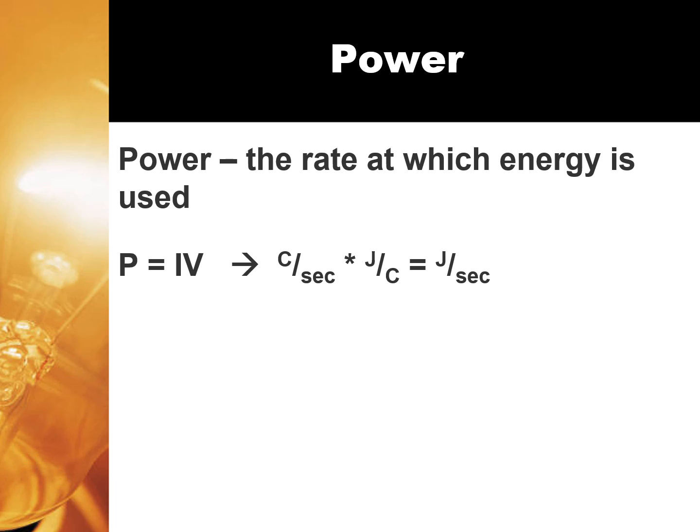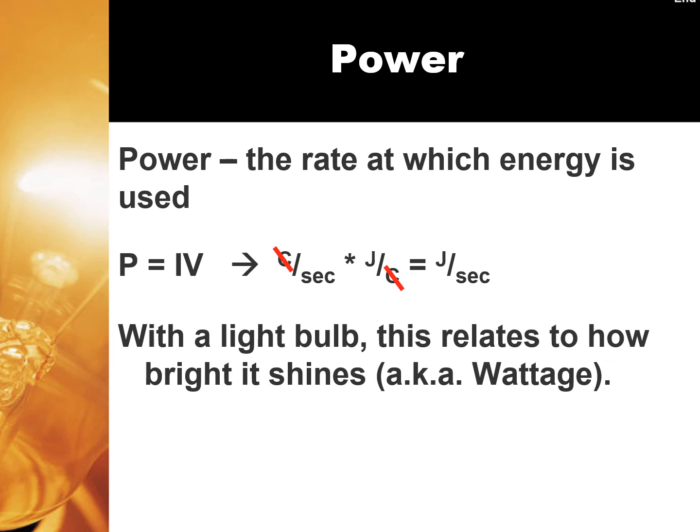Alright, power is going to be the rate at which energy is used. Now we've talked about power before. Power in a resistor or a battery is going to be equal to the current through that object times the voltage either used or supplied by that object. So power is equal to current times voltage. Current is coulombs per second. Voltage is joules per coulomb. And you can see that the coulombs are going to cancel, which is going to give us joules per second. And that gives us our watts that we need when we talk about power. So with a light bulb, this relates to how bright the light bulb shines. The more wattage it is using, the more power it is using, the brighter it's going to shine.